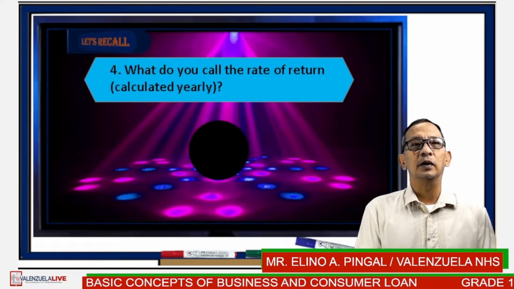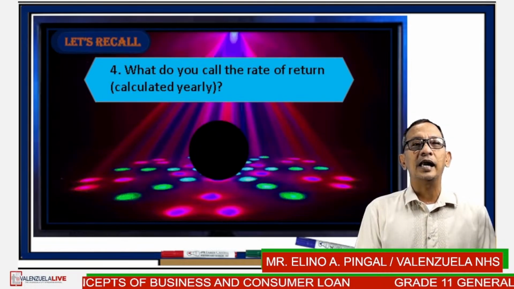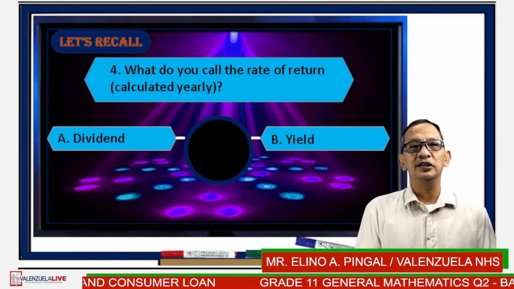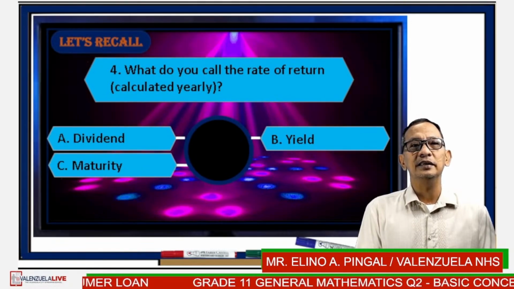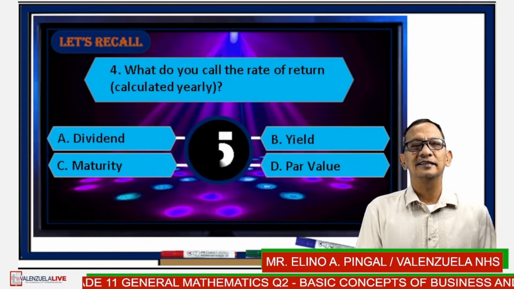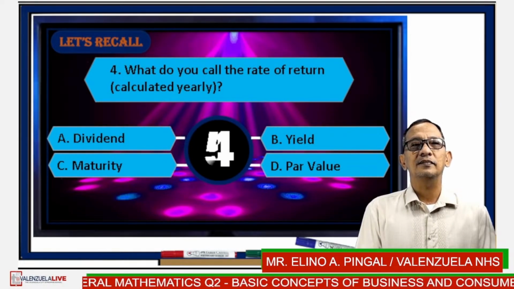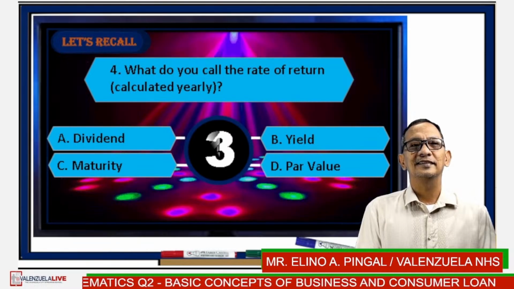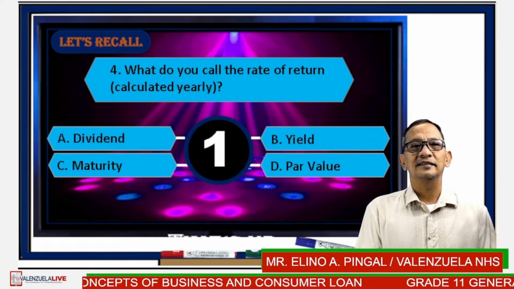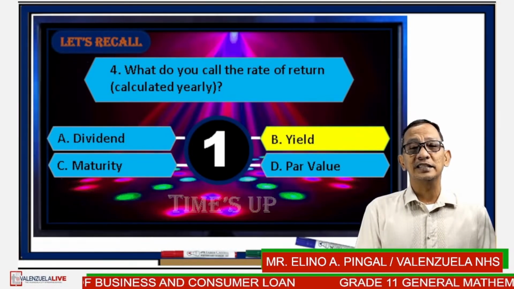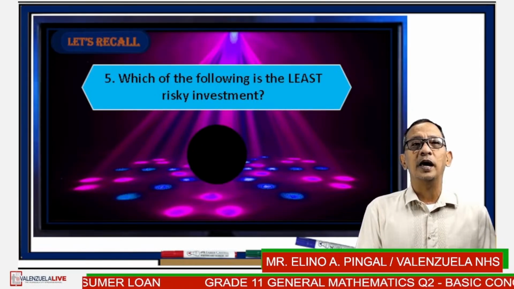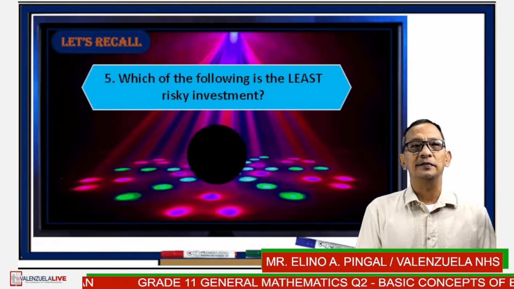Number 4. What do you call the rate of return calculated yearly? A, dividend. B, yield. C, maturity. D, par value. 5 seconds. Time's up. If your answer is B, then you are correct. Yield.